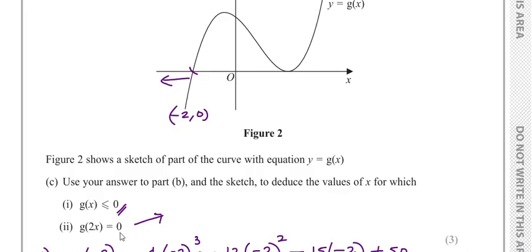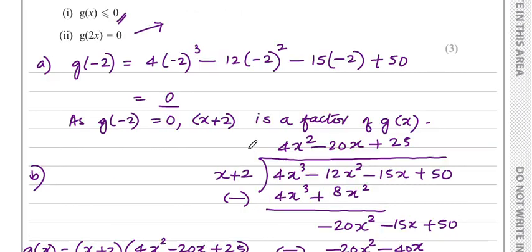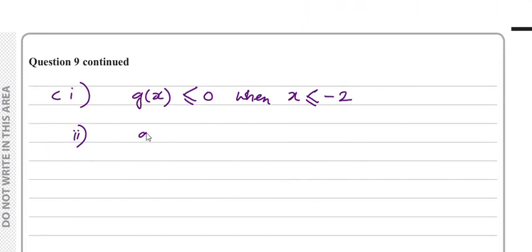So this should be equal to 0. Again, this means that if g of 2x is equal to 0, this curve should come somewhere here. What will be that x value? We now know that minus 2 has to be multiplied by half. So minus 2 times half will be giving me minus 1. So this is minus 1, 0, at which g of 2x is equal to 0. So we can write g of 2x is equal to 0 when x is equal to minus 2 divided by 2, which is equal to minus 1.